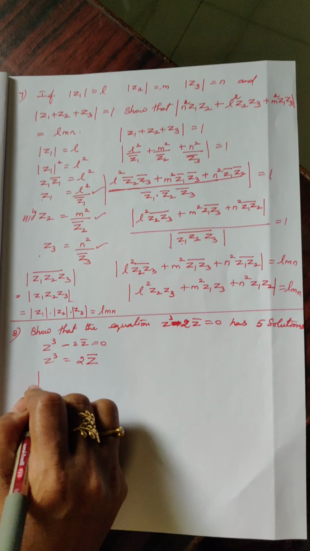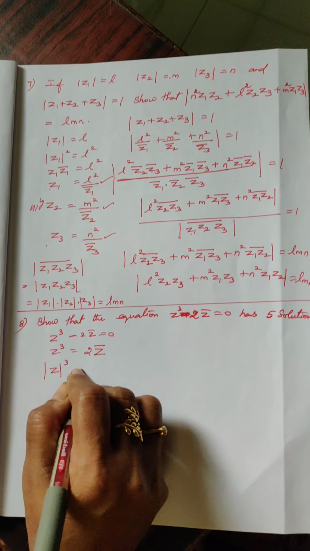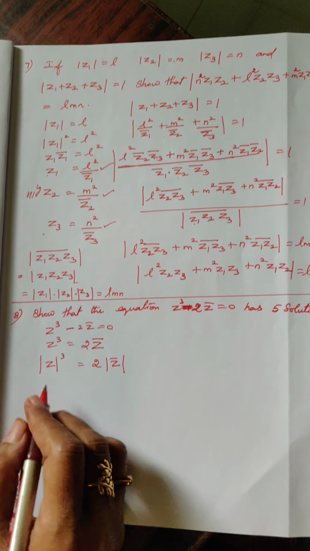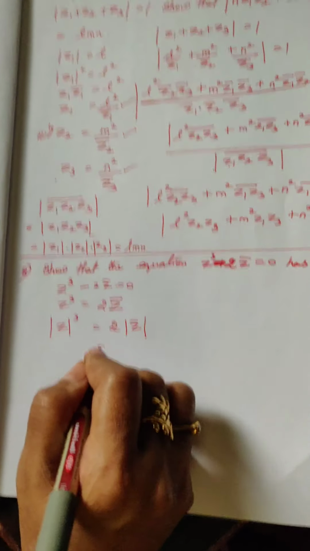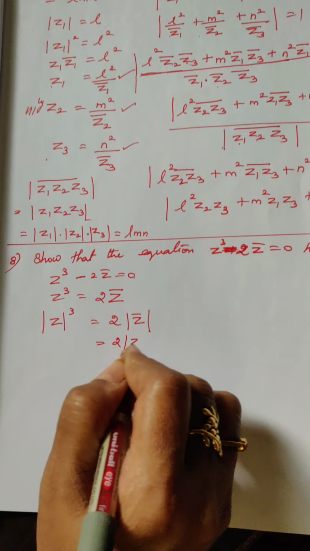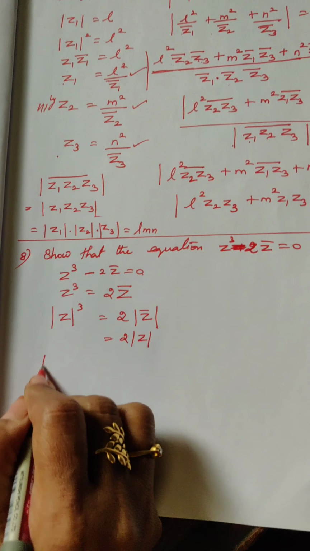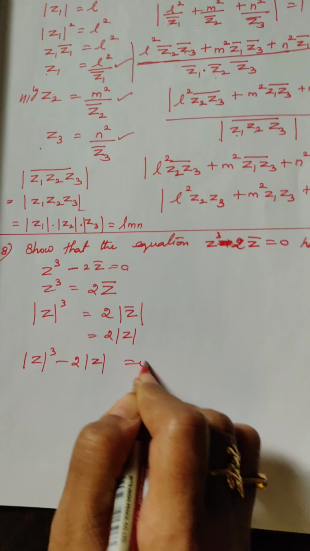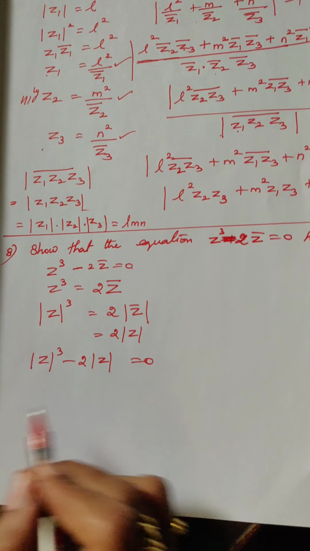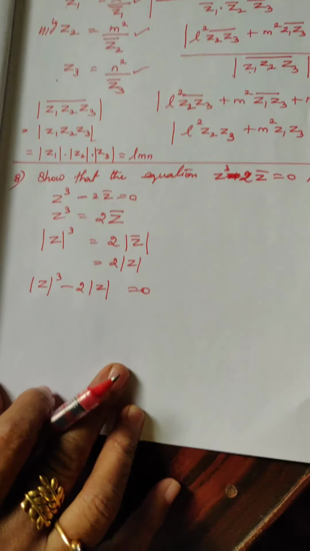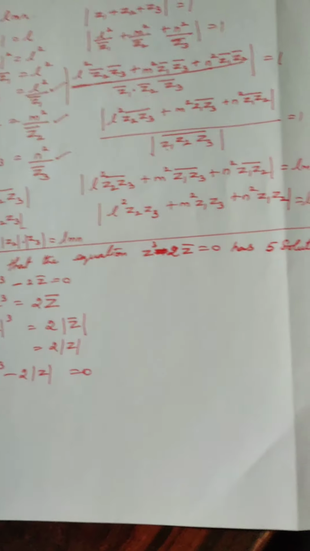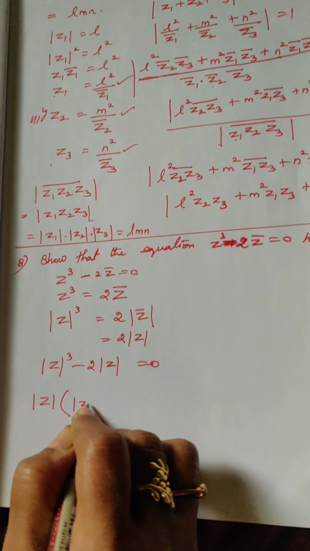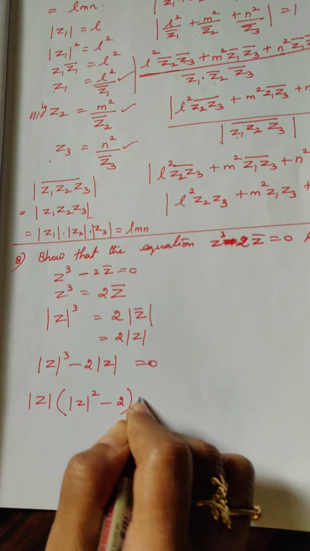Taking modulus on both sides, modulus of z cube equal to 2 modulus of z bar. Modulus of z bar is nothing but modulus of z. So I am bringing this side. Modulus of z cube minus 2 modulus of z equal to 0. You cannot cancel this modulus of z or divide by modulus of z, because we have to find out the number of solutions. So I am taking out modulus of z outside. It becomes modulus of z into modulus of z square minus 2 equal to 0.